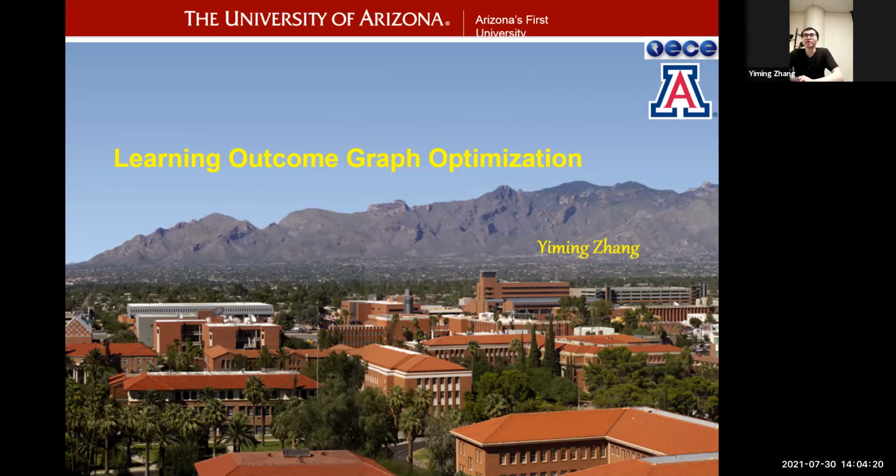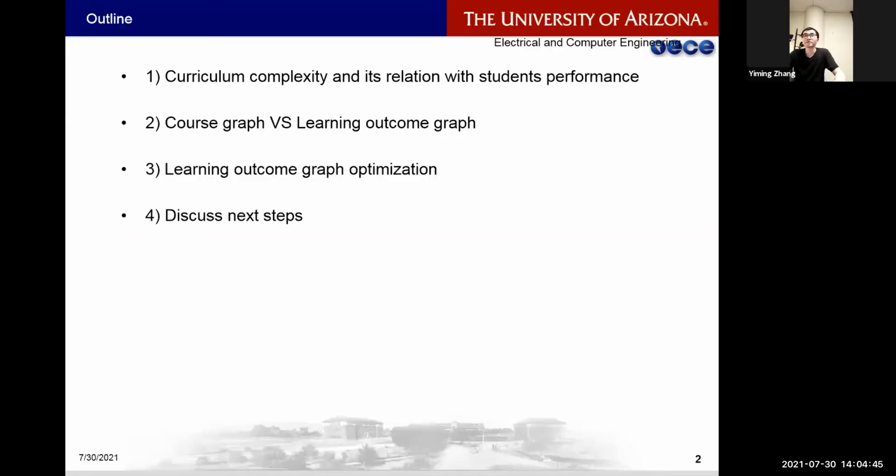And the topic of this presentation is called Learning Outcome Graph Optimization. In this presentation, I will talk about the basic idea, some concepts related to learning outcome graph optimization, and why we do that. And by the end of the presentation, I will show some simulation results, and we can discuss our future steps. So this is an outline of this presentation.